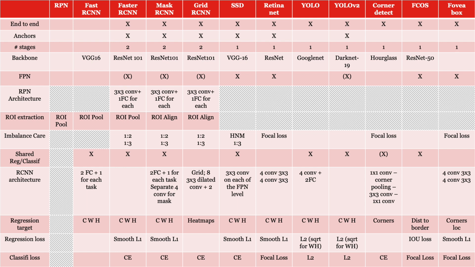If they care for imbalance in some way, or if they have specific things implemented there, HNM stands for hard negative mining. If they share their weights between their regression and the classification part, the RCNN architecture they have, what it is, and finally, what type of target do they regress? If they regress the center, width and height, only the corners, the distance to the borders, or the corners location, and what type of loss they use for their regression and for the classification.